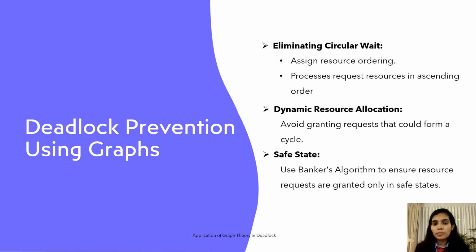Now, let's talk about how graph theory can prevent deadlocks. First one, eliminating circular wait. By assigning a numerical order to resources and ensuring that processes request resources in ascending order, we can avoid cycles. Dynamic resource allocation: the system avoids granting requests that would result in a cycle. Safe state: by using Banker's algorithm, we ensure that resource allocation leaves the system in a safe state, preventing deadlock.